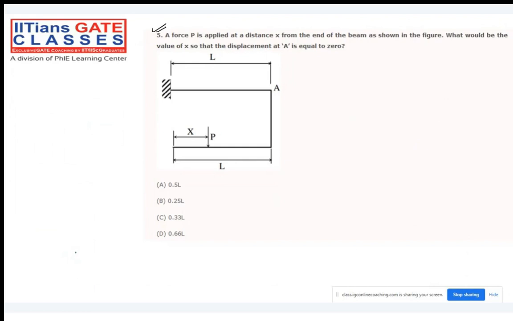right? Now let's solve this particular problem. How can we proceed with this one? There is a cantilever beam with some kind of structural loading case. Let me just take the points O, A, B, C.